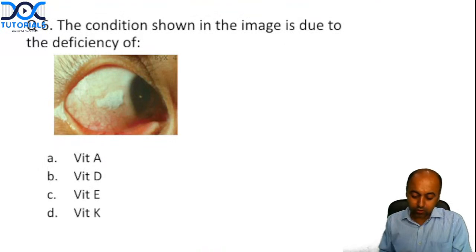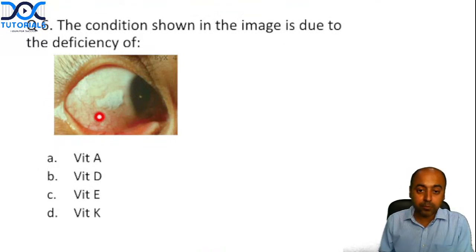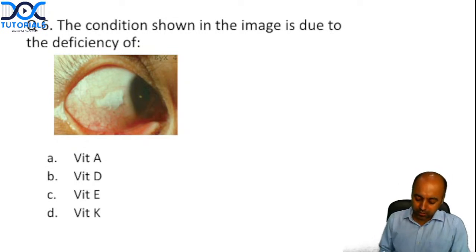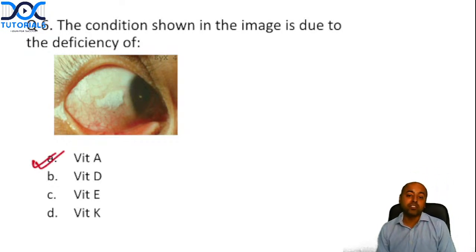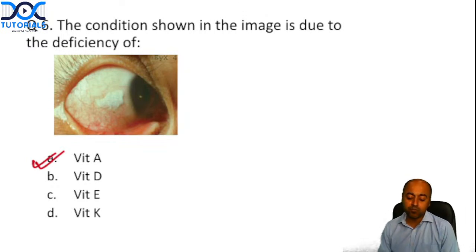Okay, moving on to question number 6. You can see here in the picture there is a layer on the cornea. This is the eye dot spot, and this is deficiency of vitamin A. Vitamin A deficiency is very important for our exam. Lots of questions will come from the vitamin A deficiency.